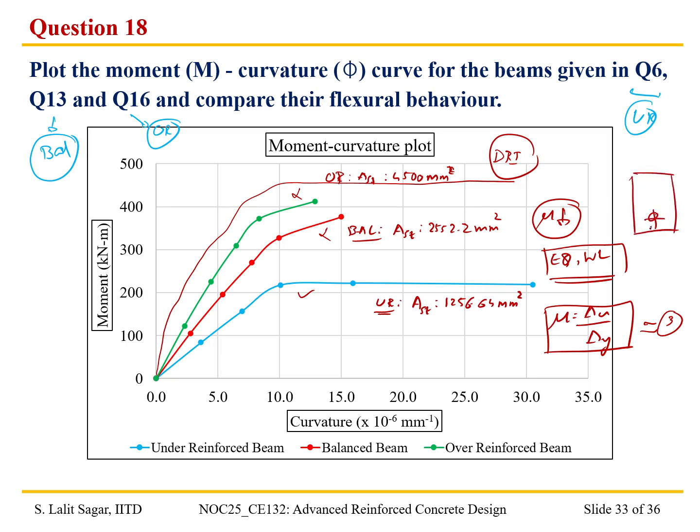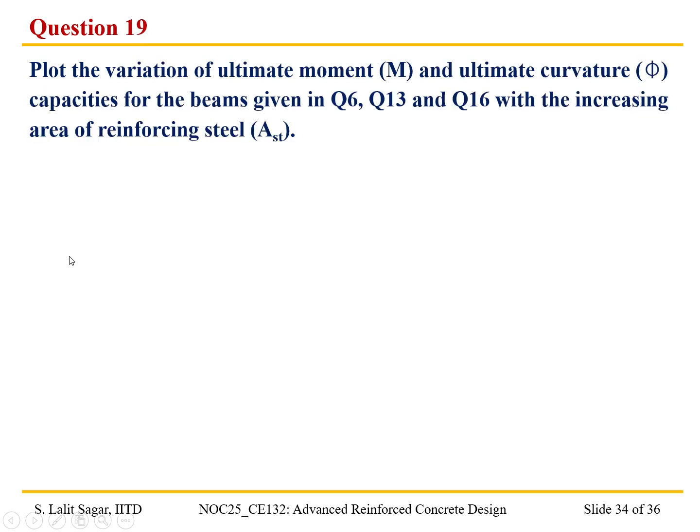In addition to AST, if the moment capacity is less than the required moment from the analysis, or if the capacity is less than the demand, then we can improve the moment capacity by providing steel in the compressive region. Okay, so that will be taken up in the further classes. Okay, so we'll proceed to the next question.